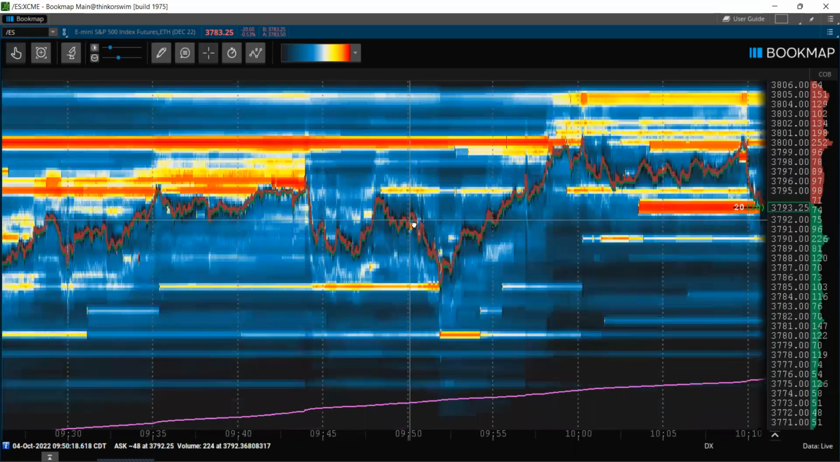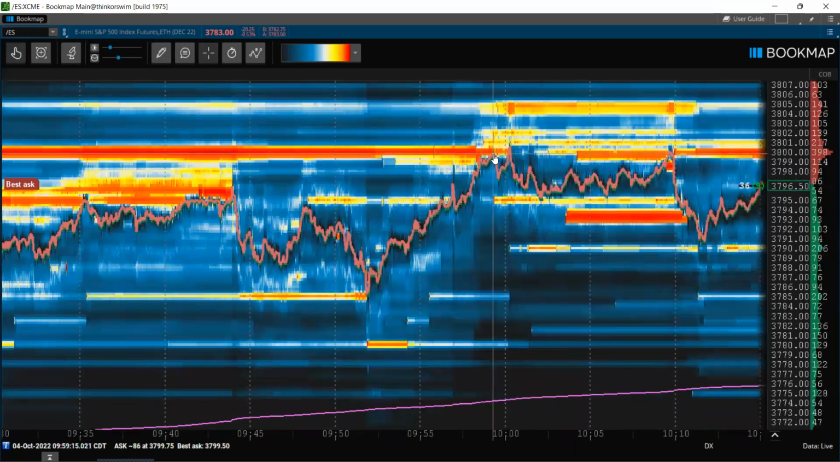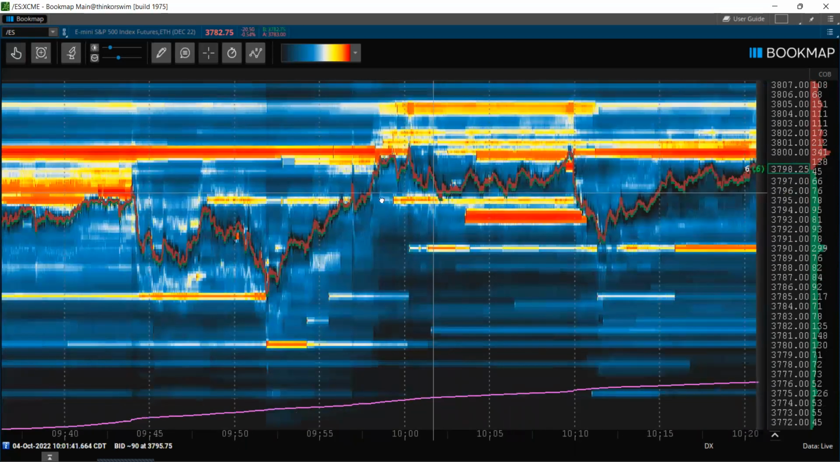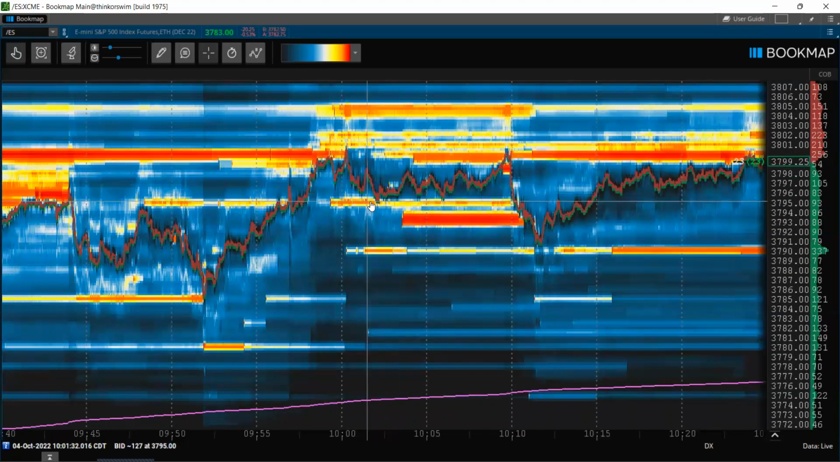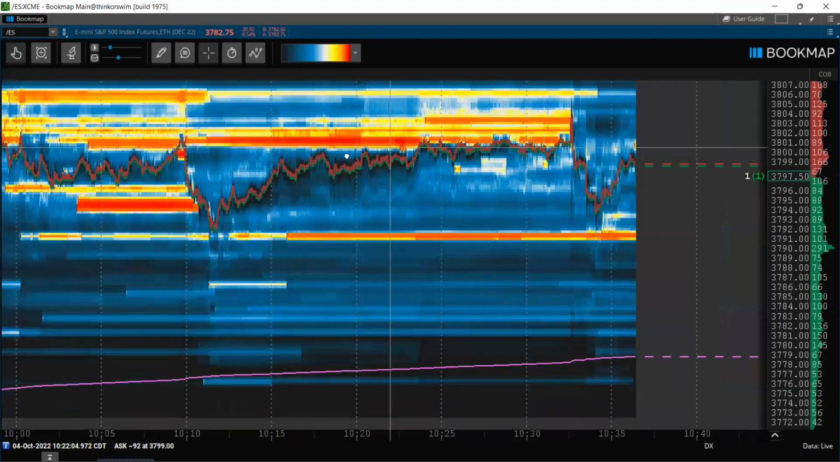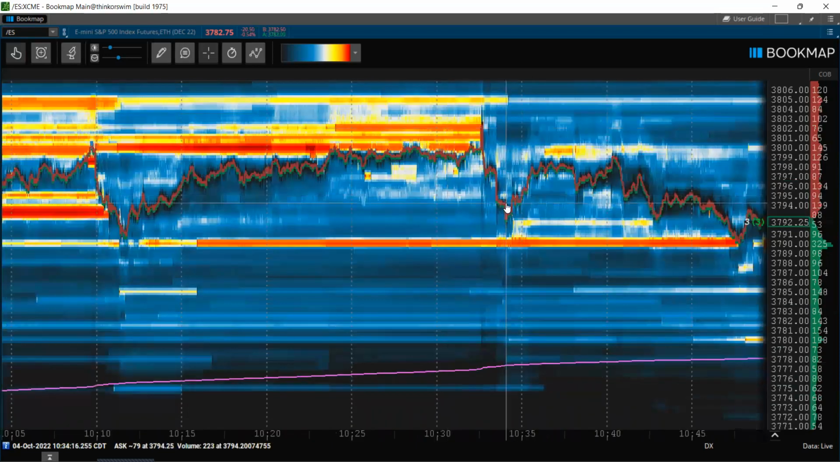And finally, what happens? They finally get to it. And when they got to it, what do you think they did? They dumped right back off of it. Buyers came in here. They pushed it right back up to it. And then finally, they dump off of it again. Push back up to it. Dump off it again. And then finally, once they absorb all this liquidity up here, where's the major liquidity at now?